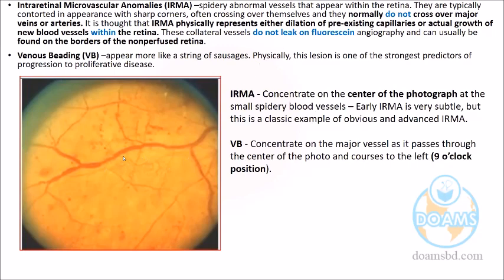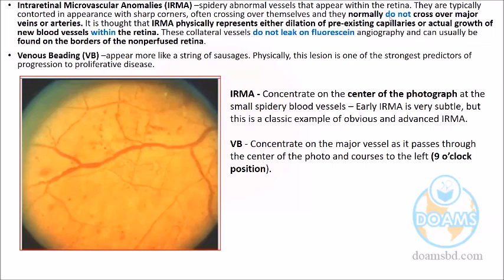Other features are the venous beading. These are the advanced retinal change, no doubt. You see the big vessels appearance having beading. Can you understand beading, Faria? Yes, sir. Yes, there is a beading. So again, VB, in short, VB. So there is IRMA as well as VB, yes.